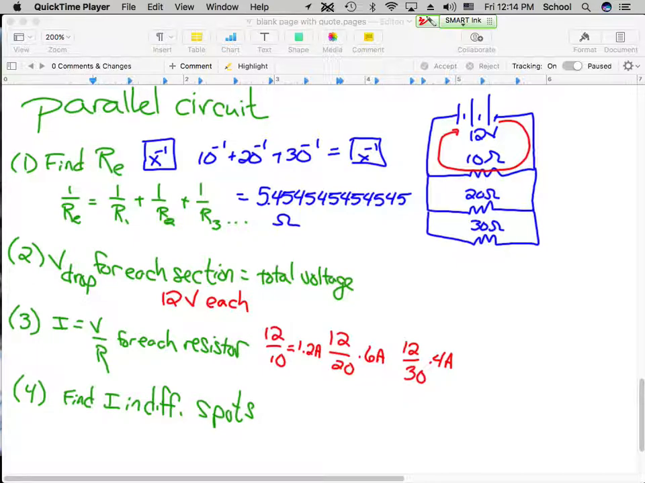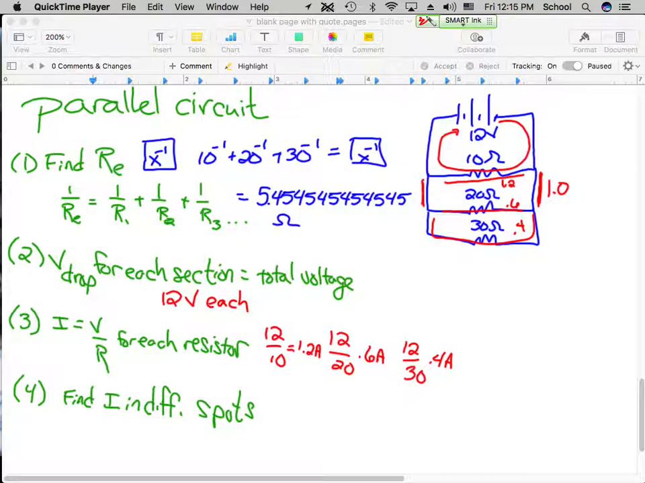So we say how much current is going through this wire right here? 1.2. How much is going through this wire right here? 0.6. And how much is going through this wire right here? 0.4. So how much current is going through this wire or that wire? 12. 10. 1. Oh, yeah, 1. My bad. Just leave off the decimals, it looks like a 10.